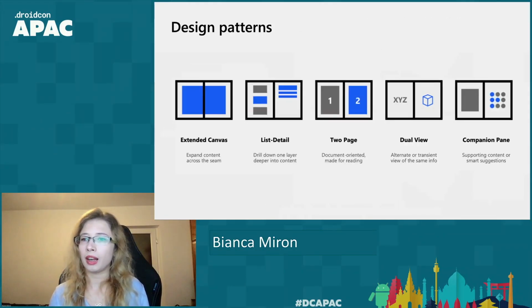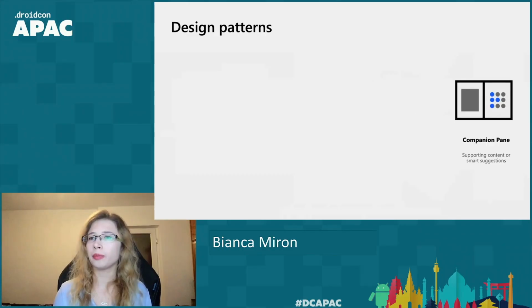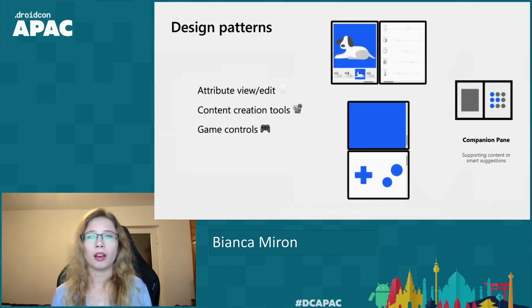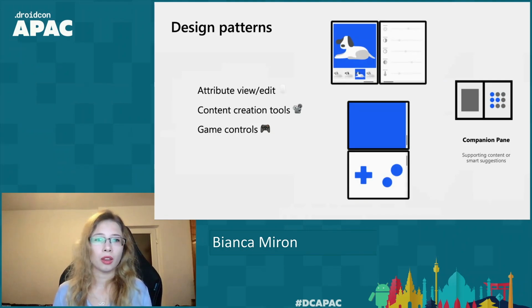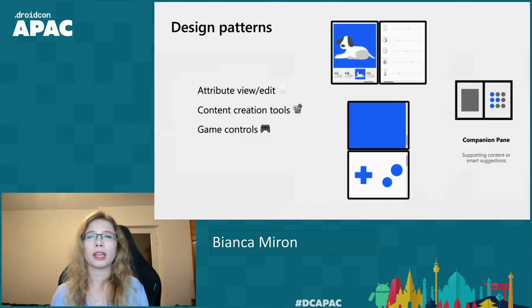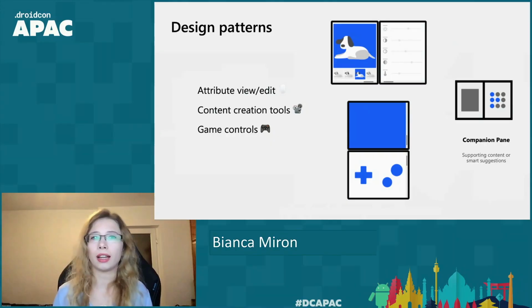Then, last but not least, the companion pane pattern shows a list of controls on one side and the result on the other. We have found this often used for gaming, so you can see where the magic happens, right, where your controls are, but also for content creation tools. So in case you have a photo editing application, the user can add filters to the image, but also go pro, so change the contrast, change the brightness, and then make it ready for social media.